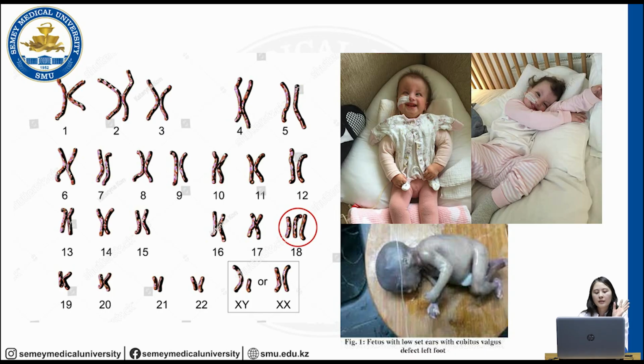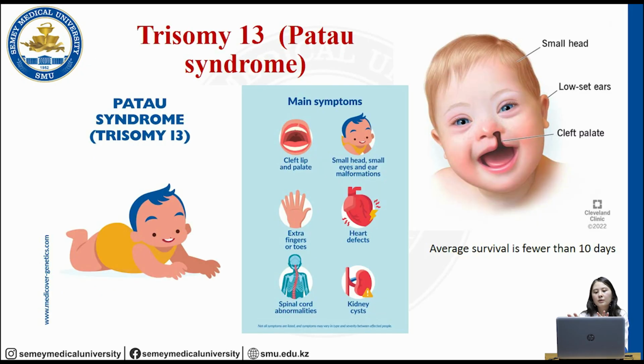Also here in karyotype of this syndrome, you can see underlined with red 18 trisomy, 1 extra chromosome. These patients usually die within the several weeks of their life because of the pneumonia and infections.